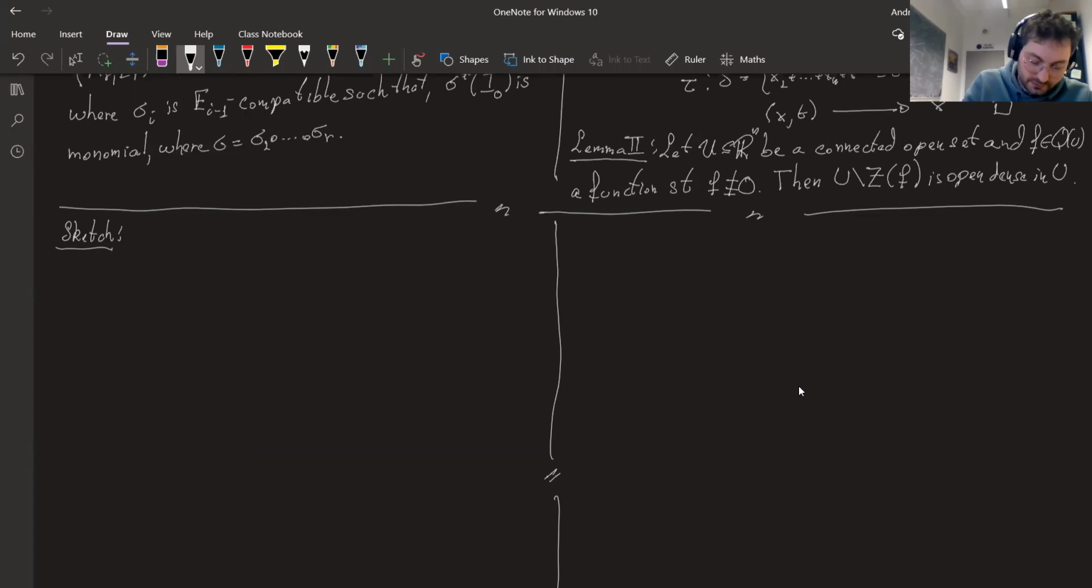So let A be a point in Z of F, which I recall are the points X in U such that F of X is equal to 0. And since F is not identically 0, we know that the Taylor expansion at A is not 0, by quasianalyticity.